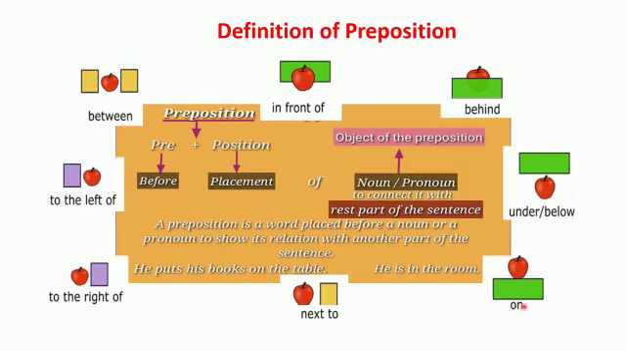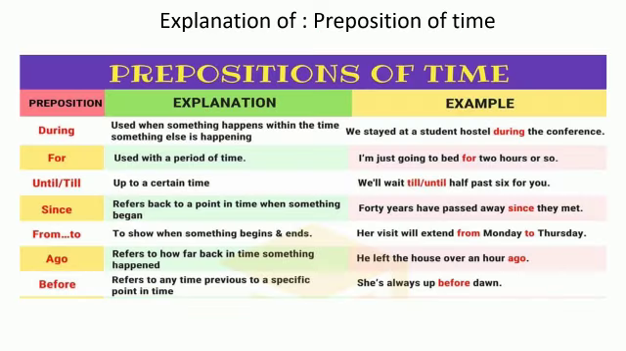Here the position is on the box, and here our object is next to the box, and here the apple is to the right of the box, and here the apple is to the left of the box. Now we will learn the types of prepositions. There are two types of preposition. They are preposition of time and preposition of place.